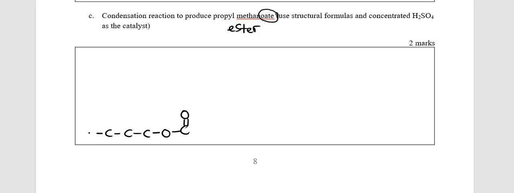Now what I am doing is I'm drawing the product first. You definitely can just start with the reactants, and that's okay. But if you're not sure, then it's probably a good idea to just start by drawing out the ester, and hopefully it will be a little bit clearer as to what the alcohol and the carboxylic acid have to look like. Now this is where people tend to make a mistake.